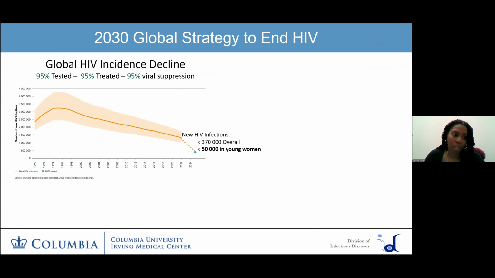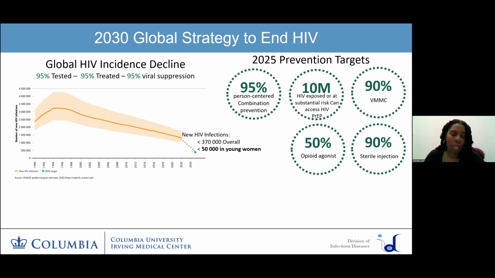And so while we've seen the decline attributed, in large part, to the achievement of the goals within the treatment continuum of testing 95% of people, which is the goal for 2030, treating 95% of those who test positive and achieving viral suppression in 95% of those. And that has dovetailed with a number of prevention targets that include giving combination prevention to 95% of people who are eligible or in need, reaching 10 million people with access to HIV PrEP, also covering voluntary medical male circumcision by 90%, and also safe injection practices and substance use therapies such as opioid agonist interventions.